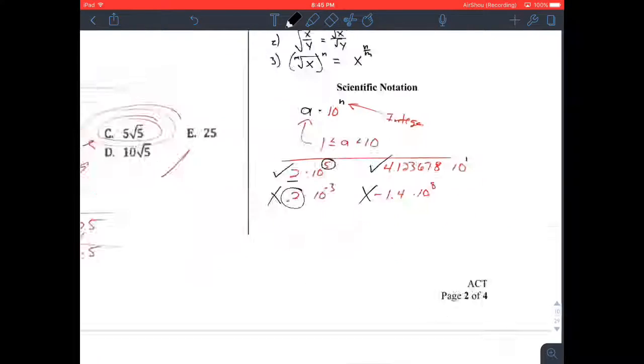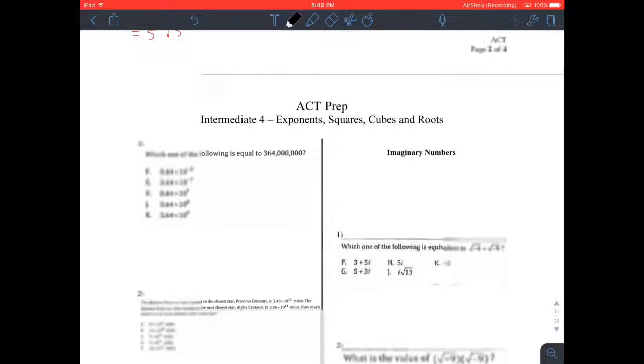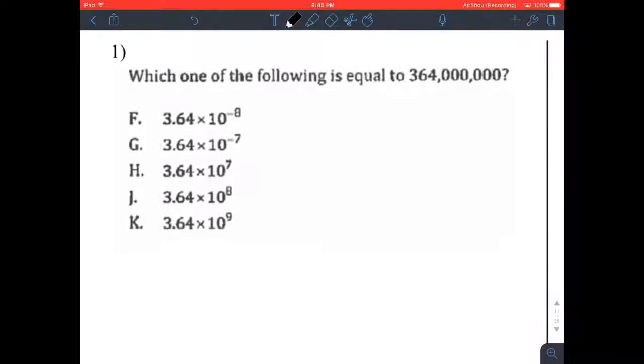Alright, let's do an example. Which of the following is equivalent to this ungodly number? Well, you'll notice first of all this is 3.64. These are all 3.64. Nothing to look at there. The only thing that's different with these answers are the exponents. If your original number is bigger than 1, you're going to have a positive exponent. If your original number is less than 1, you're going to have a negative exponent. This original number is bigger than 1, our exponents cannot be negative. These are really tiny numbers.